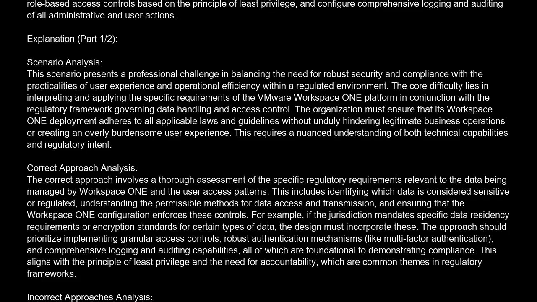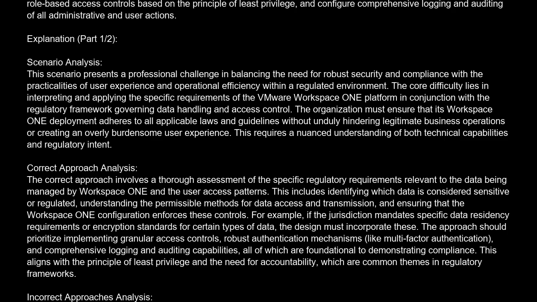The correct answer is C. Design the Workspace 1 deployment to implement multi-factor authentication for all user access, enforce granular role-based access controls based on the principle of least privilege, and configure comprehensive logging and auditing of all administrative and user actions.